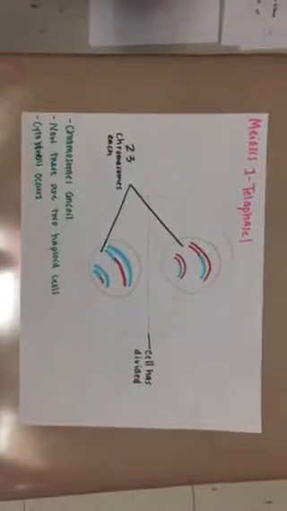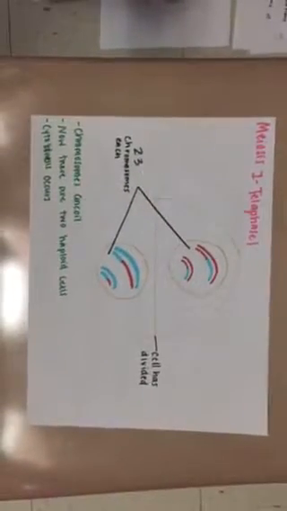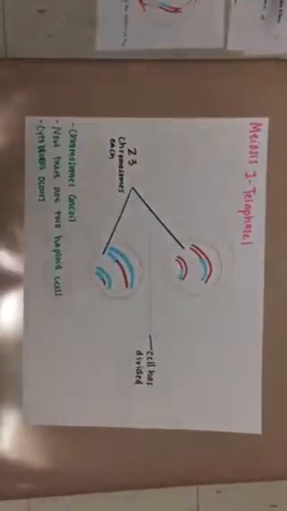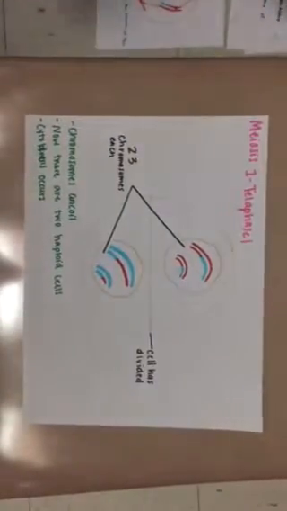In telophase 1, the chromosomes uncoil, and there are now 2 haploid cells, and cytokinesis occurs, which splits the diploid cell into 2 cells.